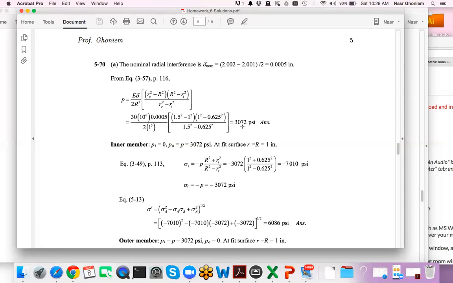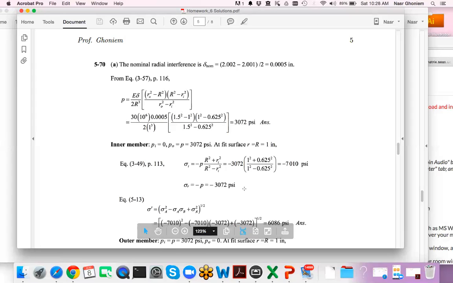we can use the formulas for pressurized cylinders, and that gives me a tangential component and a radial component. Note that the radial component of the stress is the same in magnitude as the interfacial pressure, just due to equilibrium. And the tangential is usually higher by this factor. So you get minus 7 KSI tangential and minus 3 KSI radial.